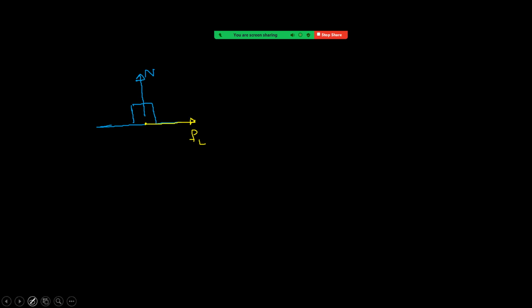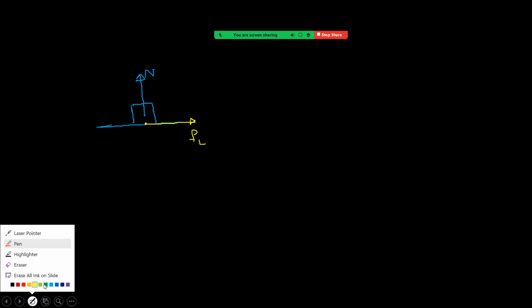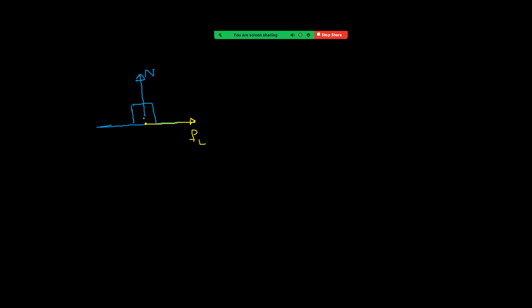Now, the resultant of these two forces, normal reaction and limiting friction, is the contact force, right? So the angle between the resultant of limiting friction and normal reaction, and the normal reaction, is this angle. Take it as phi. This is called the angle of friction.